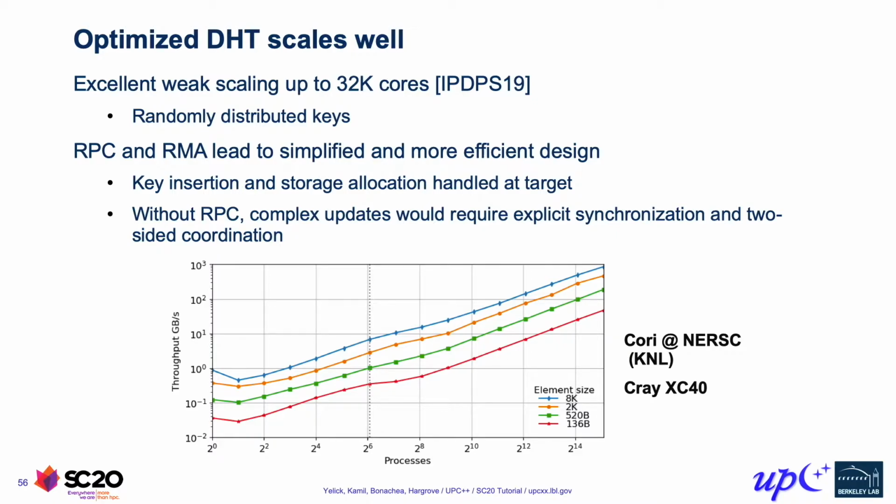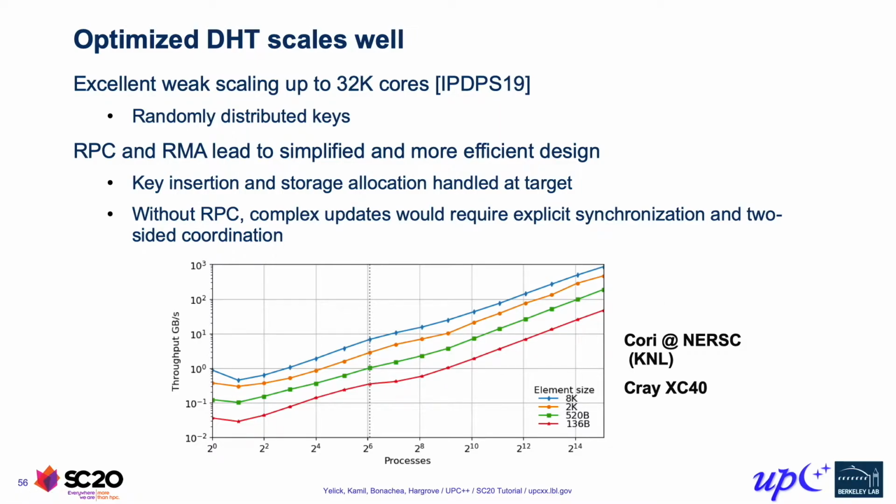The RPC itself allocates a landing zone and inserts into the local map at the target the combination of the key and a pointer to the landing zone, and then the initiator follows that up with an RMA to the target memory location. So without RPC, this sort of complex update would require explicit synchronization and two-sided coordination to accomplish. The resulting implementation scales quite well. The full details are actually in our IPDPS 2019 paper. But we see that the throughput increases relatively linearly as the number of processes increases.